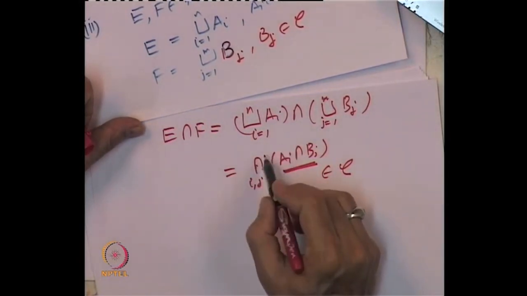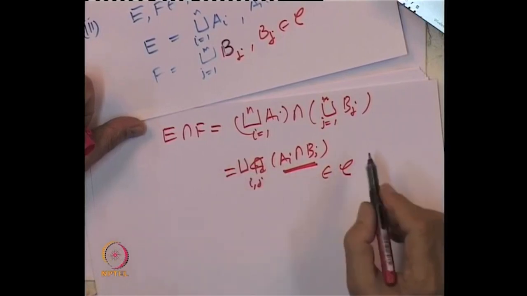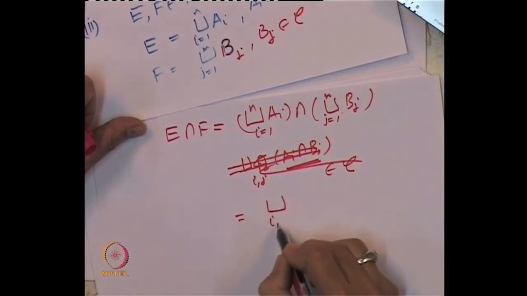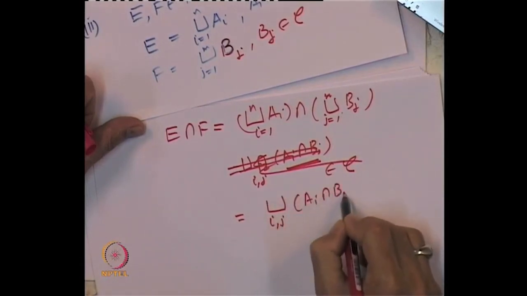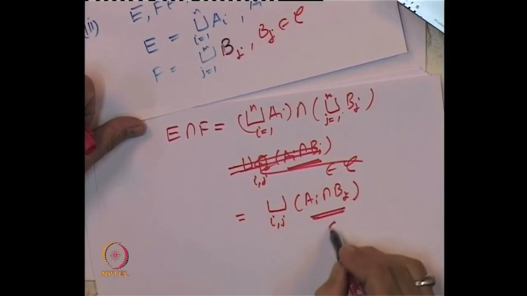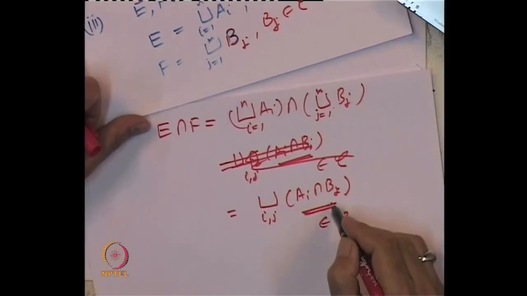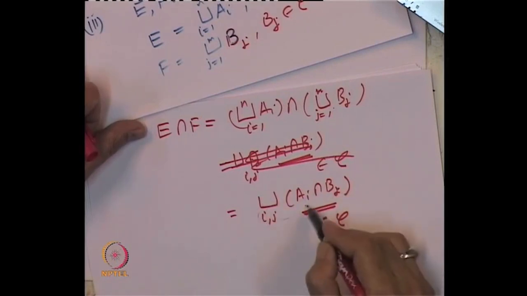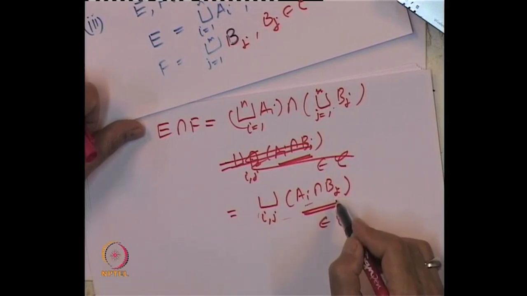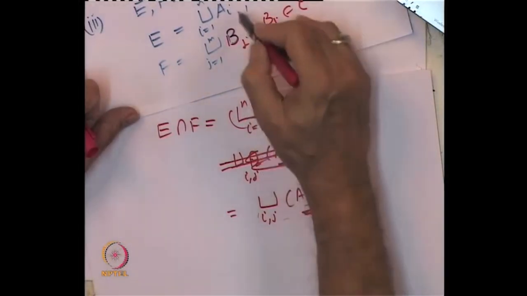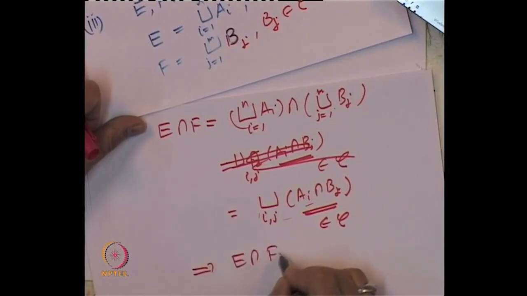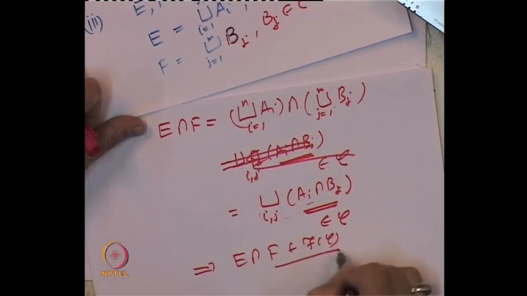This is the union over i and j. By the distributive property, it will be the union over i and j of A_i intersection B_j. These are elements of C, because C is a semi-algebra, A_i belongs to C and B_j belongs to C. And these are again disjoint, because for different pairs they will be disjoint by the property that these unions are disjoint. So it implies that E intersection F also belongs to F of C.